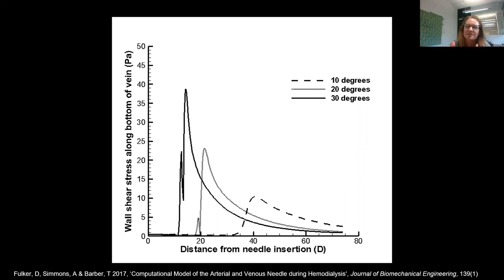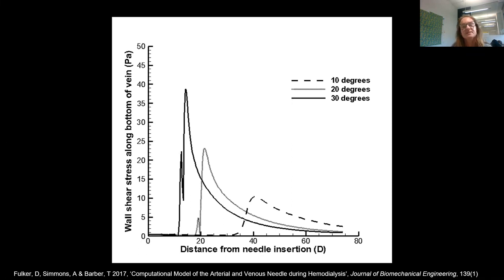Also, if the vessel is buried quite deep into the arm, then the needle may have to go in at a higher angle just to get to that vessel. And in patients who are particularly overweight, there's also a lot of extra tissue to get through. So some of these factors may not be within the control of the renal nurse.